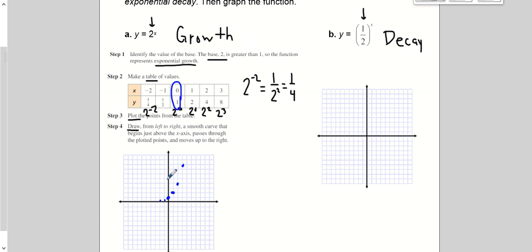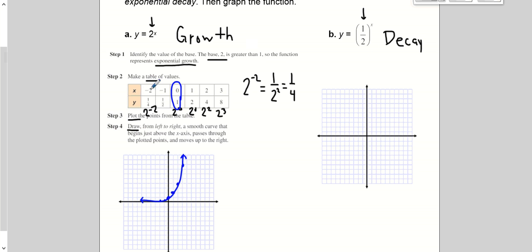All right, now draw your curve. Remember, it will not cross the x-axis. It's supposed to approach it, but not touch it. So it'll get really close. And here's an exponential growth function. Growing exponentially.